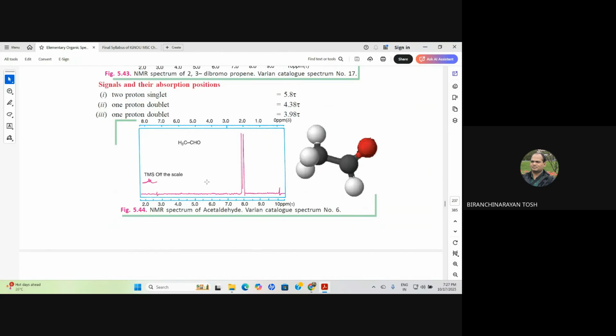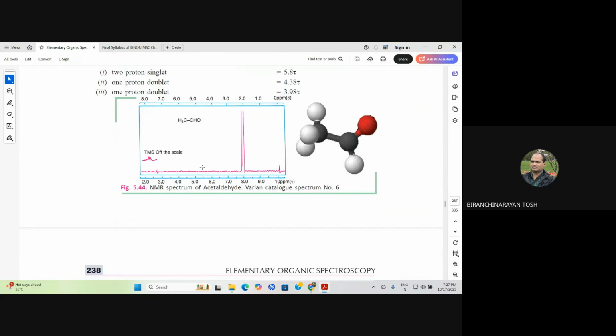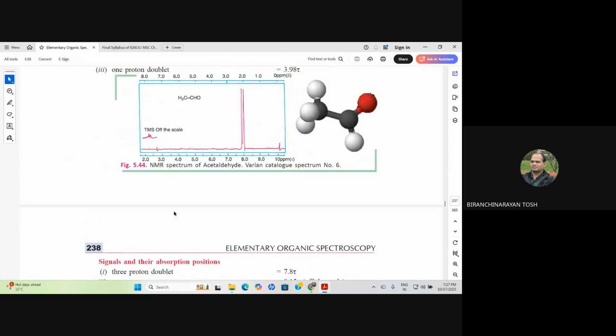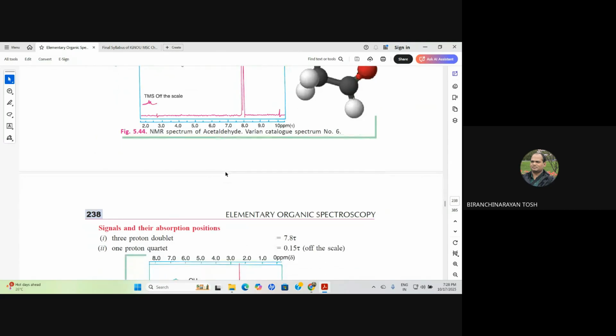Then this is acetaldehyde. So 3 protons you will get, 3 proton doublet at 7.8 and the CHO 1 proton quartet at 0.15, which is off the scale.